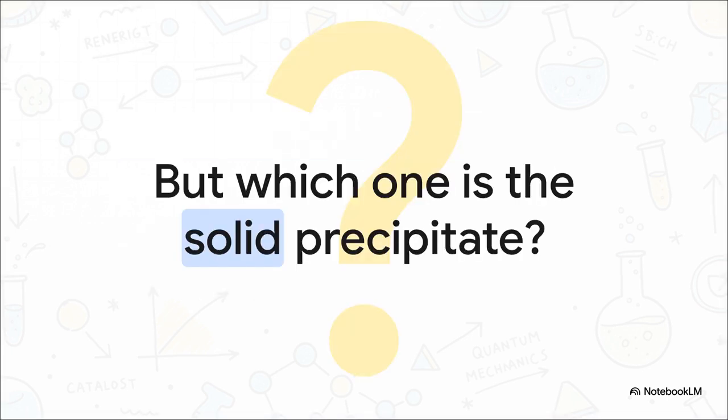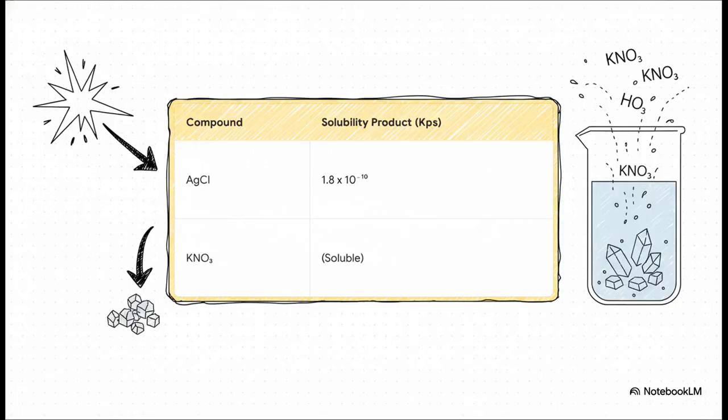So here's the big question, right? How in the world do we know which one is going to form the solid? Is it going to be the silver chloride, AgCl, or the potassium nitrate, KNO3? We can't just guess. We need some actual data to figure this out. And that data is right here.